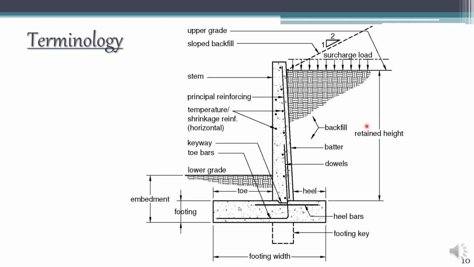Here also you can see there are three different elements: a vertical stem, then we have a footing or a base slab, and the base slab is divided into two parts, which are the heel and the toe. In addition, you can see an additional footing key, which is given for providing protection against sliding. Then here you can see a small depression in the footing which is for locking the stem. This is called a keyway.